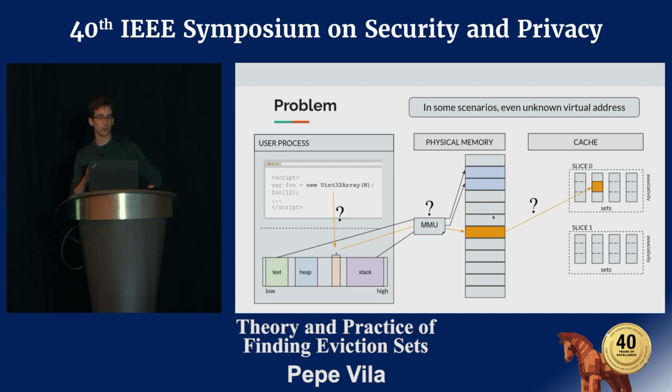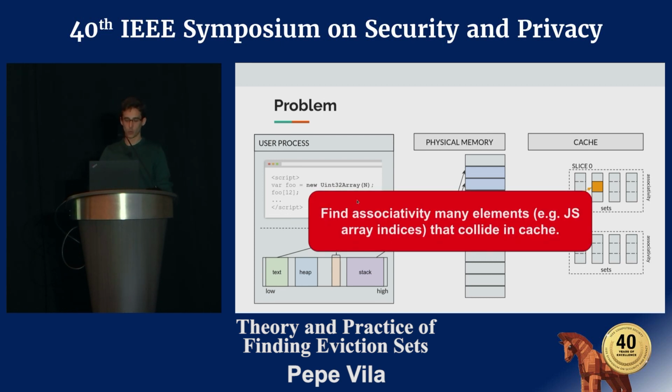And there are some scenarios where this is even worse. For instance, when the attacker runs from JavaScript, there is not even a notion of virtual addresses there. So the only thing that the attacker has are array indices, and we need a way to find how these can map into a specific cache set. So again, we are interested in finding associativity many elements, whatever these elements are, virtual addresses or JavaScript array indices, that collide in the cache.